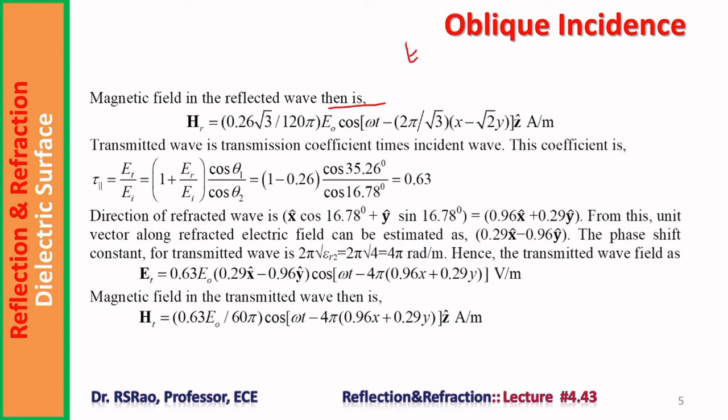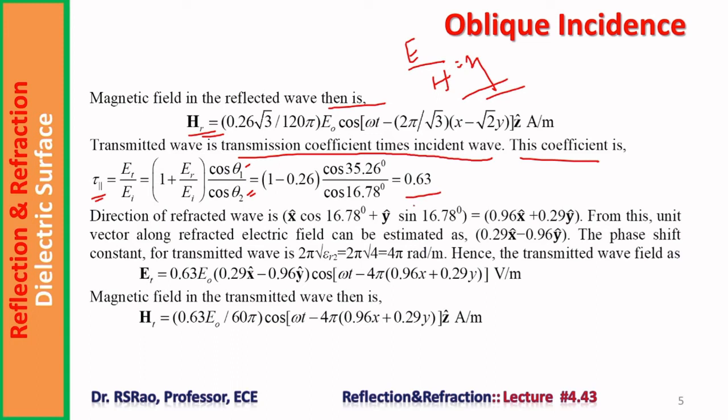The magnetic field in the reflected wave then is this one. See, E by H equal to eta. Using this principle, using this point, we get HR. The transmitted wave is the transmission quotient times the incident wave. This transmission quotient is ET by EI. So it is 1 plus ER by EI, cos theta 1 by cos theta 2. Theta 1 is the angle of incidence, theta 2 is the angle of refraction.